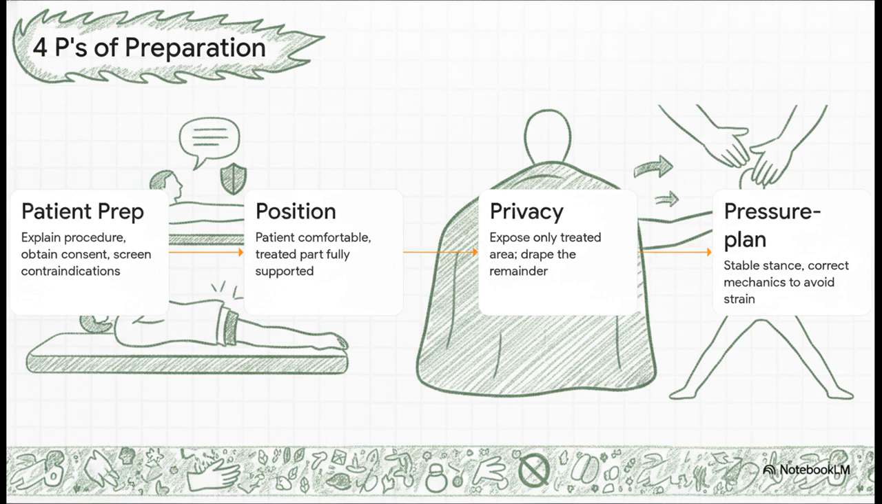Third is privacy. Strict draping protocols are a must. You only ever expose the segment you are actively treating. And finally, pressure plan. Things like washing your hands, taking off your jewelry, and getting yourself into a stable stance so you can use your body weight, those are non-negotiable ground rules before you ever lay hands on a patient.